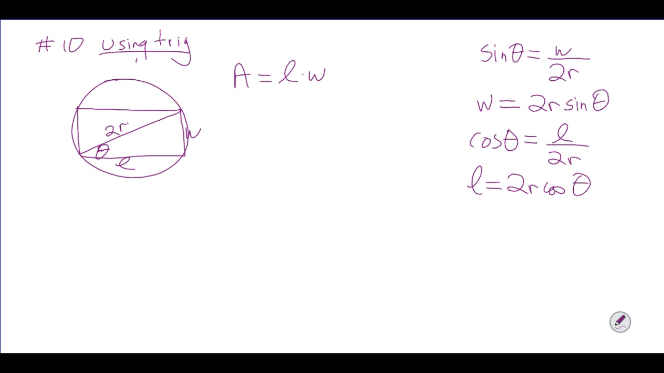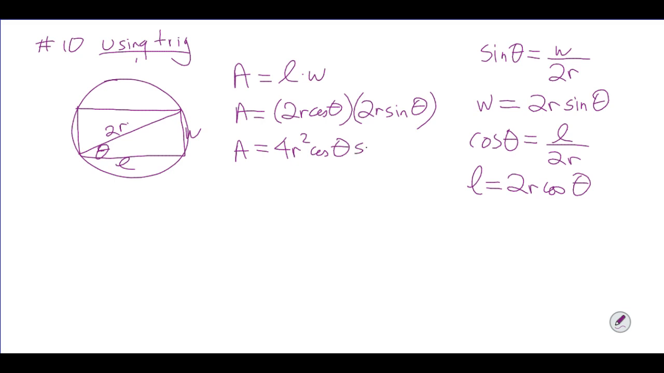Okay, so here's what we've done, right? We have expressed both W and L in terms of r and theta, because r is a constant, so it's really just the theta that we're interested in, right? So we go back over here and we say, okay, so the length is 2r cos theta, and the width is 2r sine theta, so that A is equal to 4r squared cos theta sine theta. And you say, but what's cos theta sine theta?